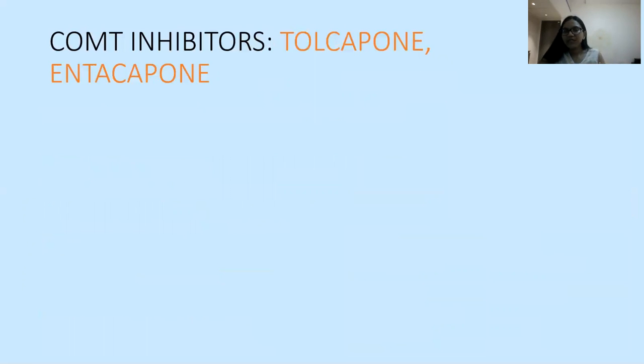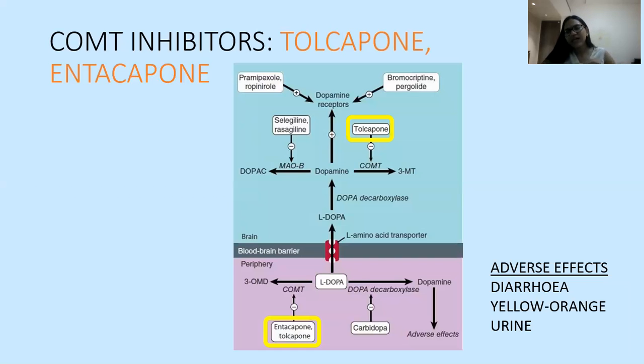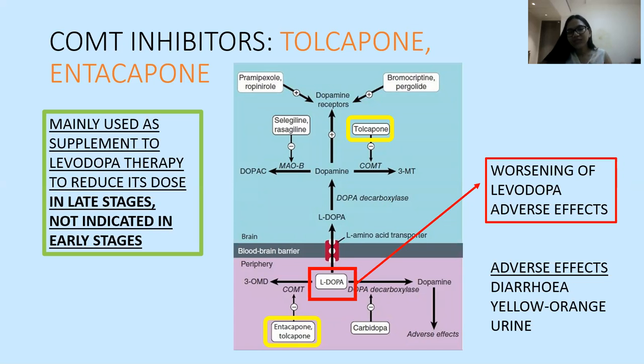Coming next to the COMT inhibitors, what we might have easily missed from this diagram is that tolcapone is present both in the brain and peripherally, whereas entacapone has a purely peripheral action. It has peculiar side effects in that it causes diarrhea and yellowish orange urine. Moreover, because it is increasing the peripheral levodopa concentration, it will also worsen the adverse effects caused by levodopa. Again, here it is used as an adjuvant or supplement to levodopa, especially in the later stages. It's not at all indicated in the earlier stages of the Parkinson disease.